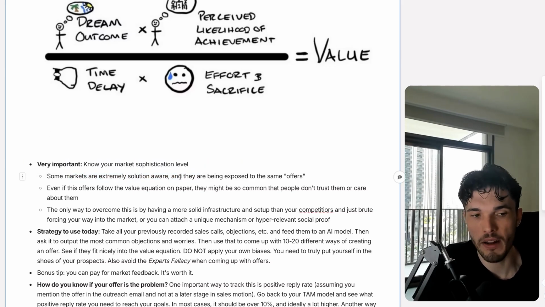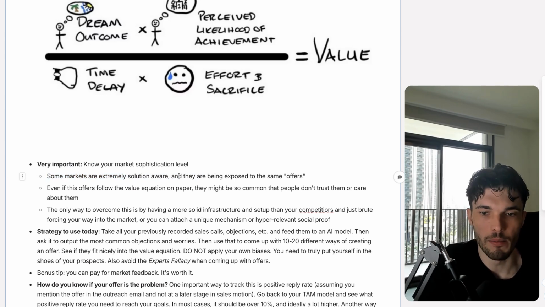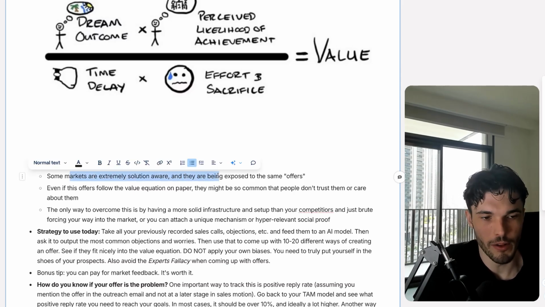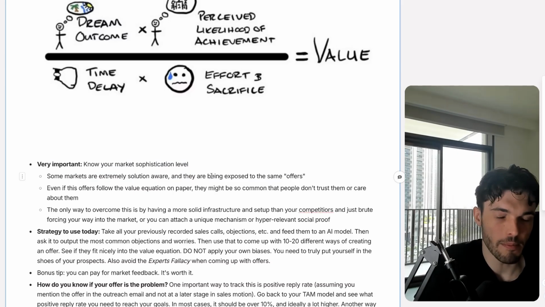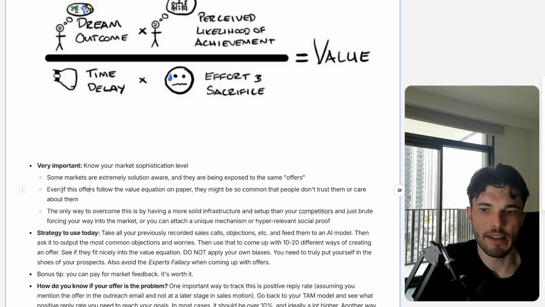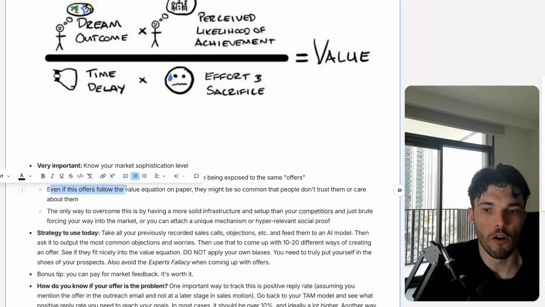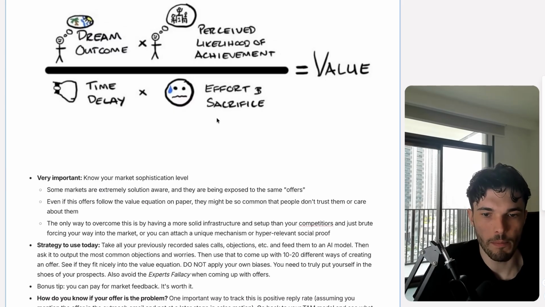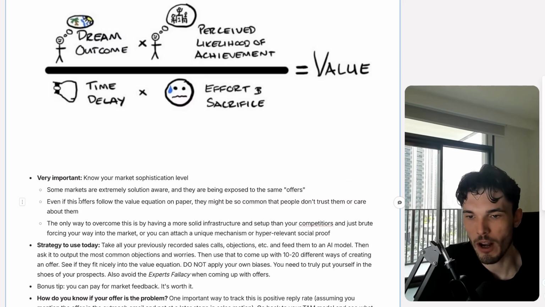Now, if you're not in a market that is very solution aware, you're going to have a very good time running cold email. It's going to be super easy for you. But this is just the reality for most companies, especially agencies like myself. There's just a lot of saturation. And what that means is that even if your offer really follows the value equation on paper, it might still be so common that people just don't trust your offer or they don't care about it.